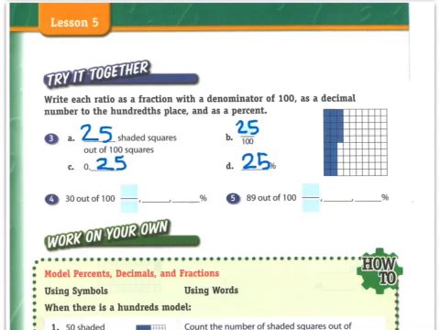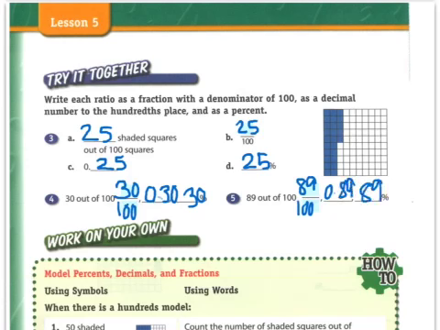We can use the ratio in number 4, 30 out of 100, to write it as a fraction, 30 out of 100, as a decimal, 0 and 3/10, or 0 and 30 hundredths, or as a percent, 30%. 89 out of 100 can also be written as 0 and 89 hundredths, or 89%.